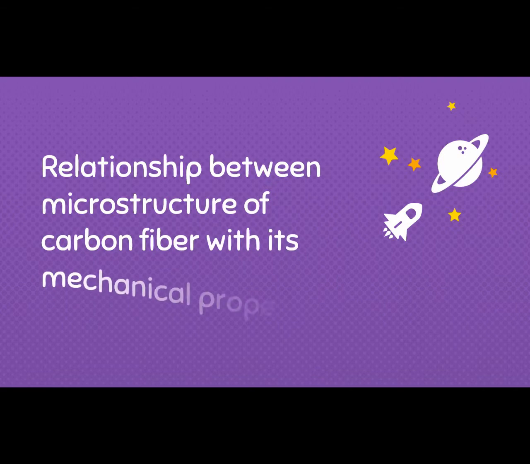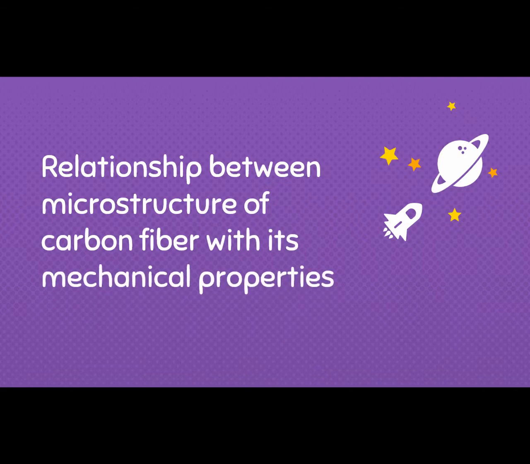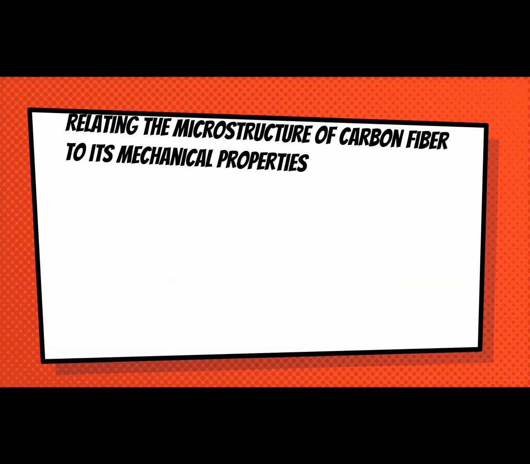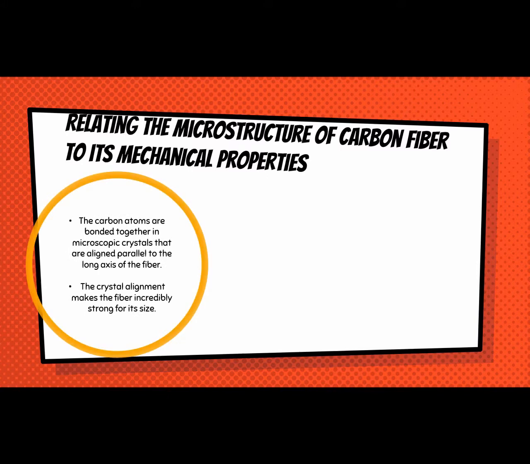Now, we will relate the microstructure of carbon fiber materials to its mechanical properties. The carbon atoms are bonded together in microscopic crystals that are aligned parallel to the long axis of the fiber. The crystal alignment makes the fiber incredibly strong for its size.